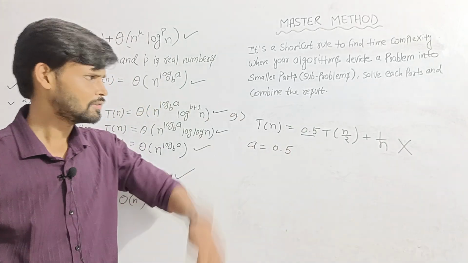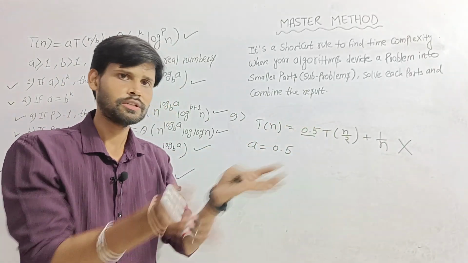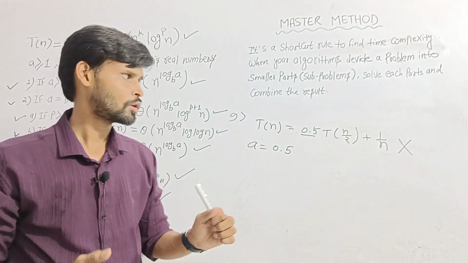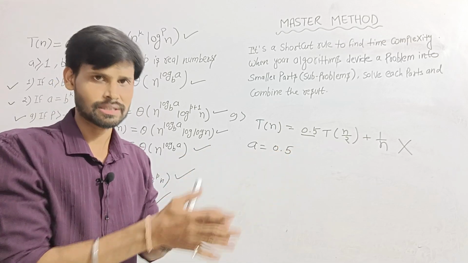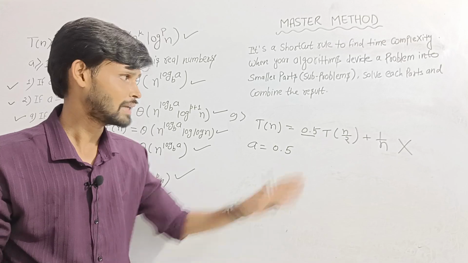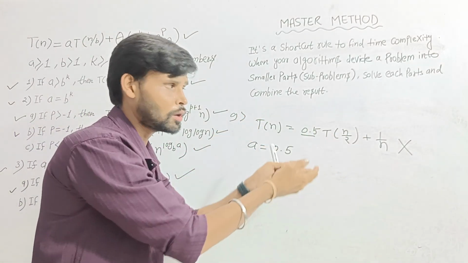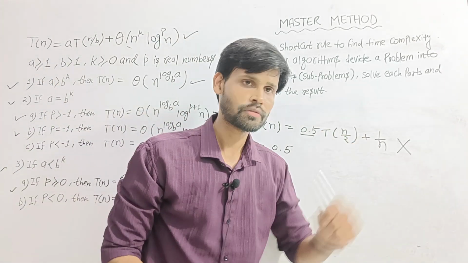Clear? Later we will discuss how to convert this recurrence equation into the master method form. Then you can calculate the time complexity using the master method. First you will have to convert it, after that you can calculate, but directly you cannot apply the master method on this recurrence equation.